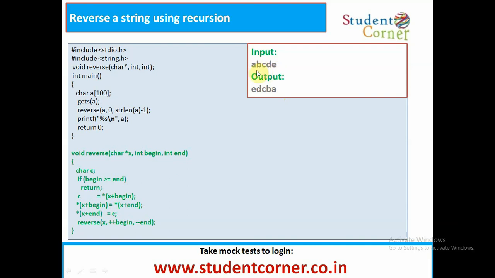So simply you can understand, first the first character and last character are exchanged. After processing up to this line, we get E B C D A. Again we call, and now B and C are swapped, and now the new string is E D C B A. After that only one character remains, so no swapping occurs. This is the way we are exchanging. Very simple. First character and last character we exchange, next two characters exchange, next two characters exchange. Like this it will continue.